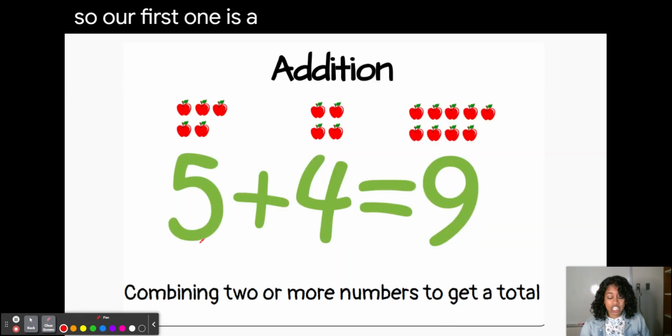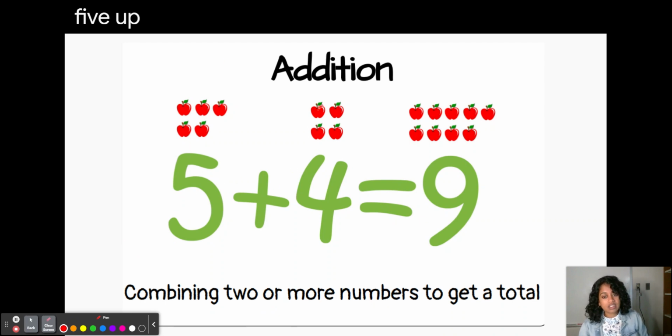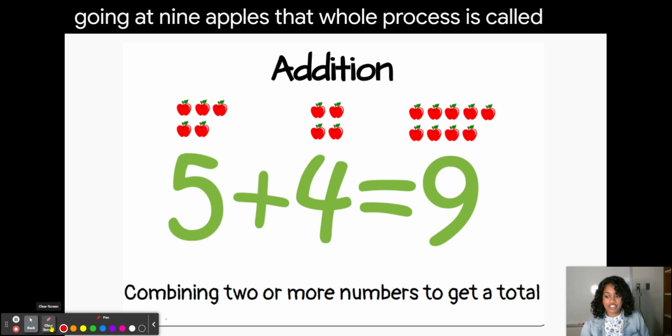So our first one is addition. Addition means combining two or more numbers, right? So if we have 5 apples and we're combining them with 4 apples, we're going to get 9 apples. That whole process is called addition.